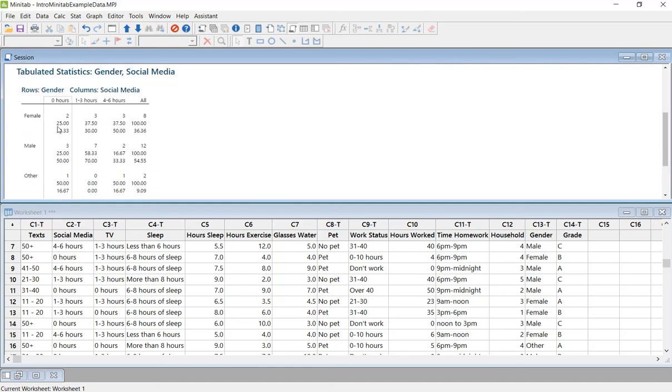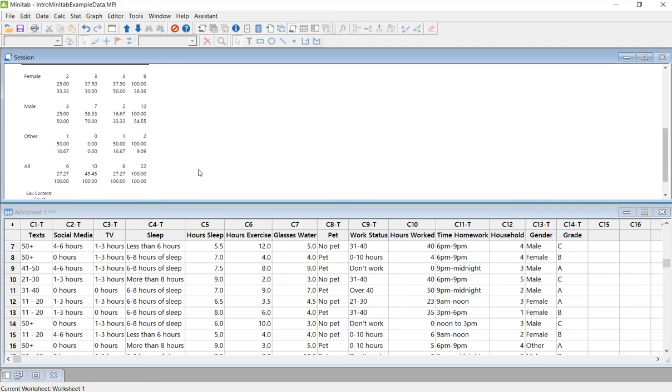Now remember, we still have our 2 females with 0 hours of social media, our 3 males with 0 hours of social media, and one person who identified as other. So for this one, you're thinking, well, which do we look at? Do we look at the 25% or the 33%? The 25% or the 50%?